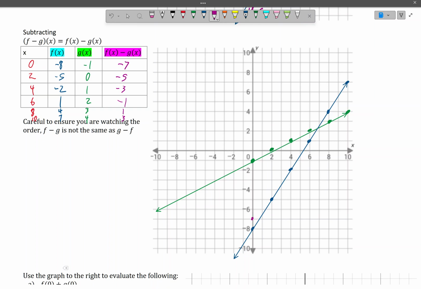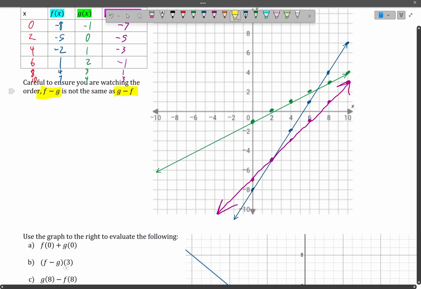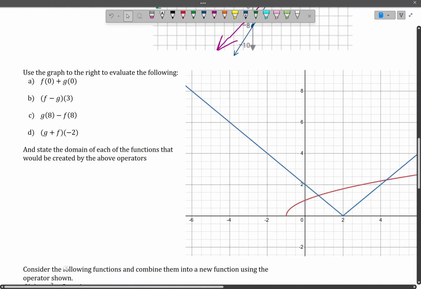So if we plot all those points, we get -7, -5, -3, -1, 1, and 3. And you can see again that we've created this straight line there for the purple one. Okay, notice, this is a common mistake: f minus g is not the same as g minus f. For subtraction, order matters.